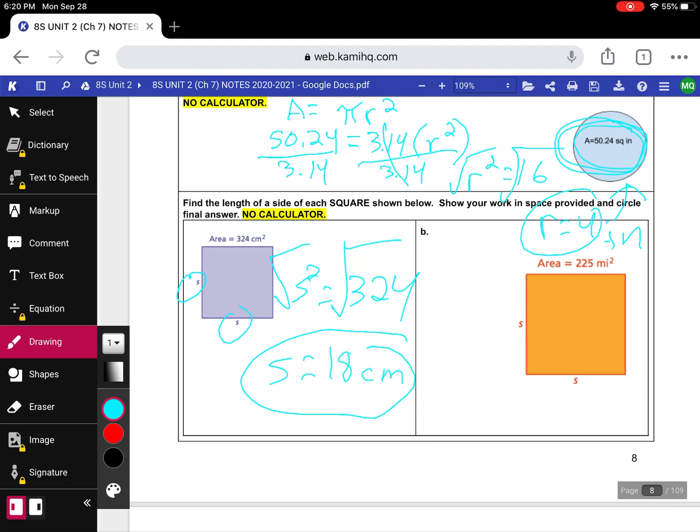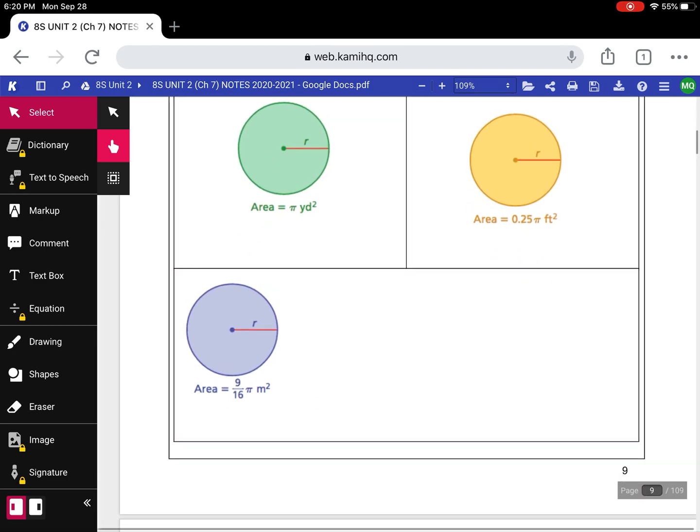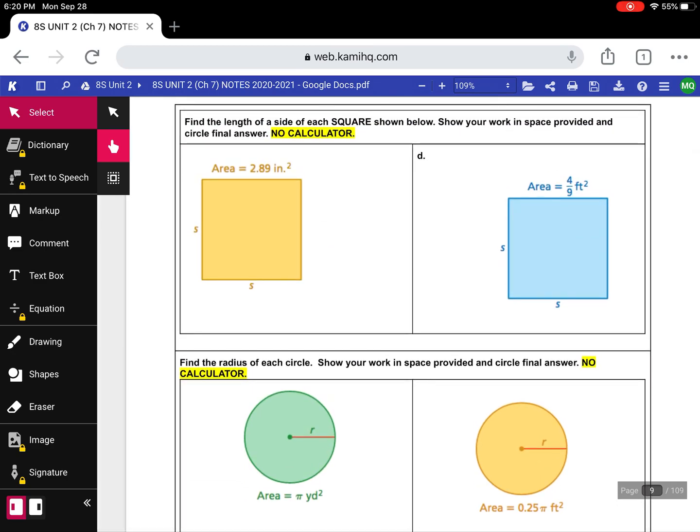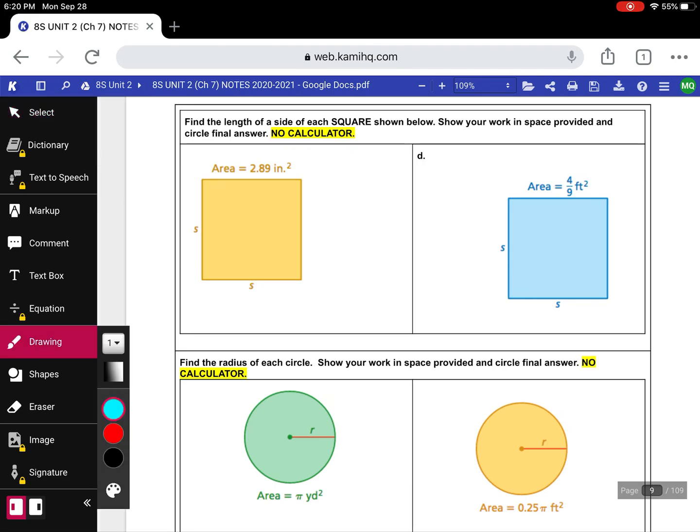Okay, let's go to our last page. We are in the home stretch. I'm going to go to page 9. Let's do this one in the corner here. We've got the area is 2.89 and we have another square. So we're going to take side squared, because side times side equals the area of a square, 2.89. You undo your squared by taking the square root. The side equals, if you don't realize, the square root of 289 is 17, and then I'm going to add back in that decimal point, and we've got inches here.